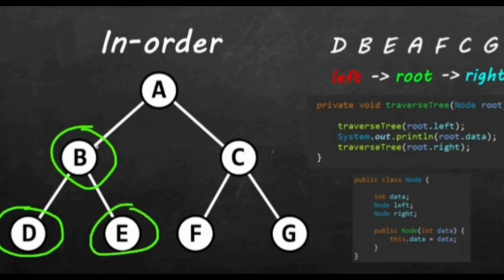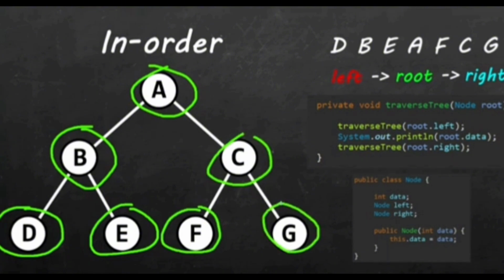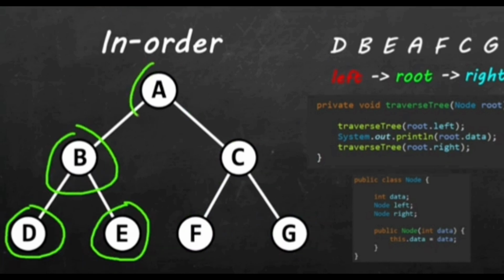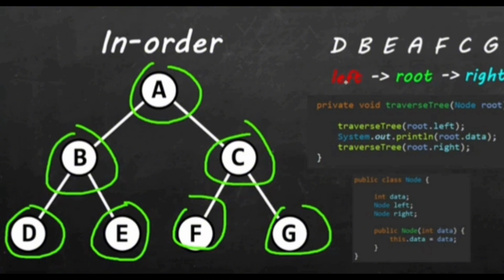Since we can't go left anymore, we are going to visit the root node A. All that's left is to go right, so we'll go to C. However, we can go left, so we'll visit F first, then C, then G. So this is in-order traversal. When used in the context of a binary search tree, we will visit all of these nodes in non-decreasing order. So again, that was D, B, E, A, F, C, G. We go left, root, right, and use that method again.